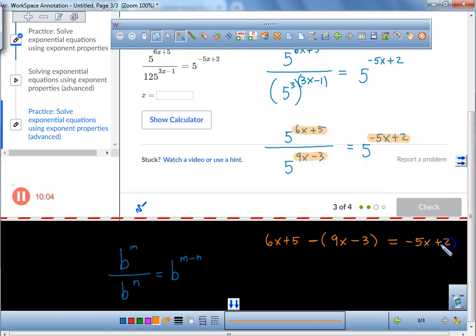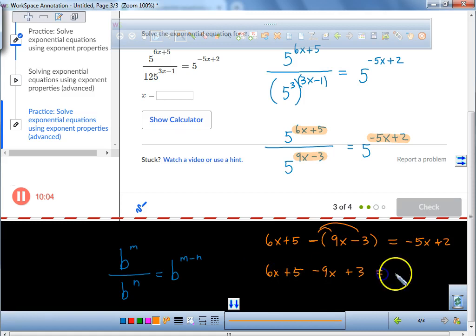Now, what's the only difference between this problem and the last problem? What did we have to do with the exponents? We had to add them. This one we had to subtract them. All right, so how do we subtract? It's very easy. You just multiply that negative. You got a negative 9x, a positive 3. Here you got 6x plus 5, and that's all equal to negative 5x plus 2.